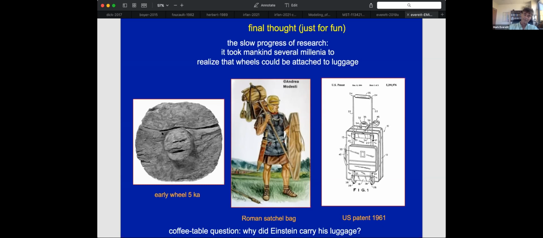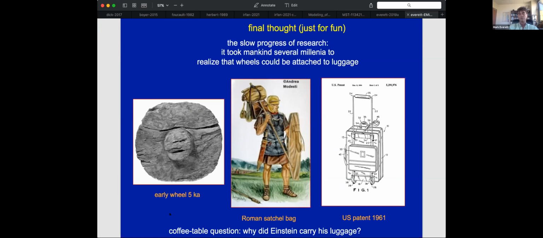So here's an early wheel from the archaeological era, 5,000 years ago, one of the first wheels ever found. And here's some luggage. This is a Roman guy from 2,000 or 3,000 years ago carrying his luggage, which presumably could get substantially heavy or at least uncomfortable if he carried it for a long time. So this is thousands of years ago. Now, it wasn't until 1961 that the first patent was announced for luggage wheels. Pullman or someone like that put wheels on luggage and made such a labor-saving advance. So my question for you: this is slow progress of research, right? Thousands of years to get to here.